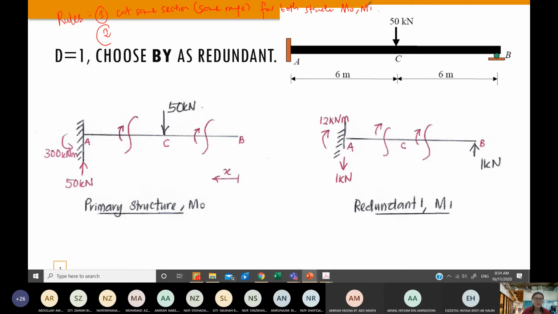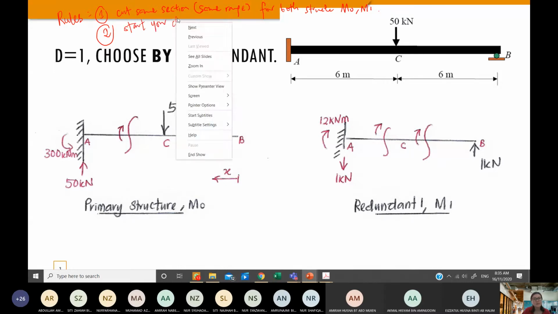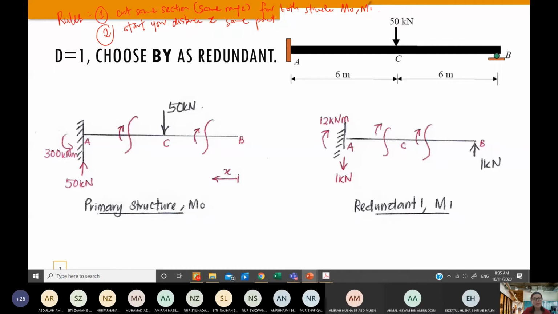The second will be to start your X distance, I will call it distance X, from the same point. Meaning that if you start your cut section from B, measuring your X from B for M0, do the same thing for your M1.